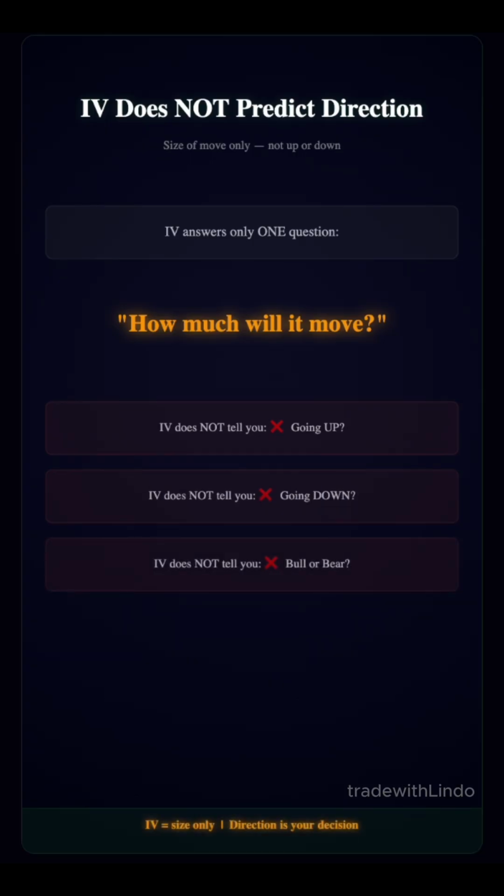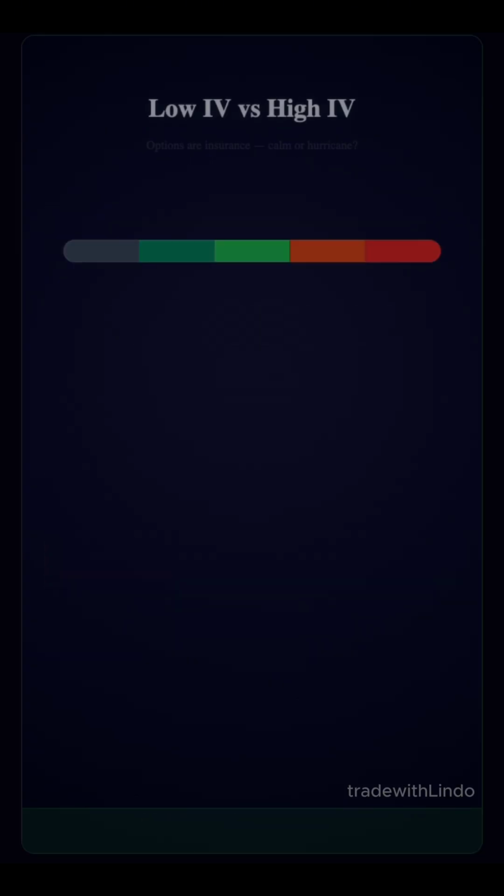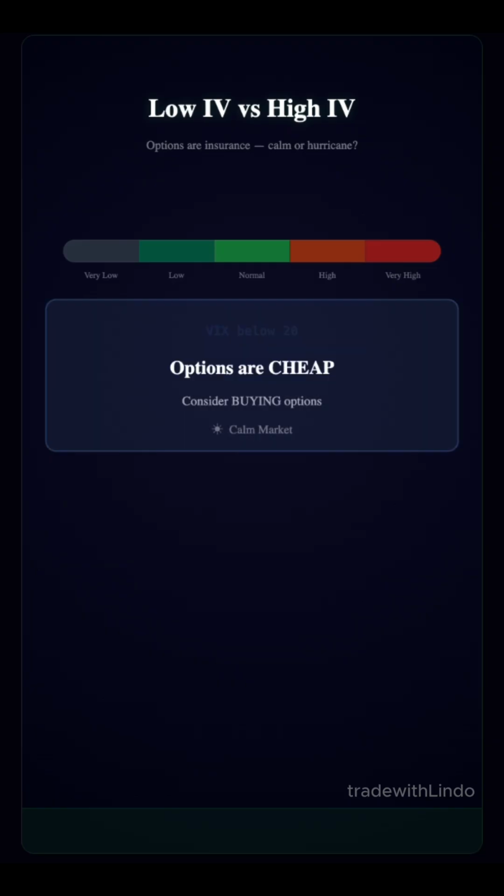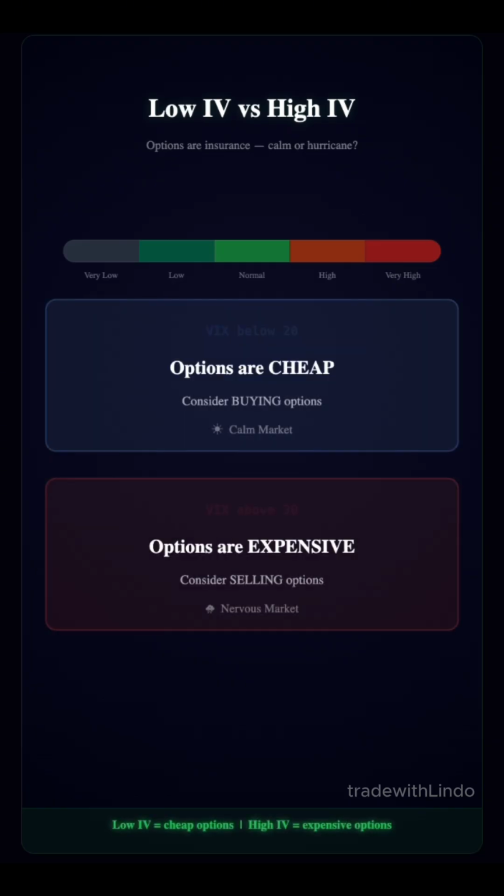Think of options like insurance. When you insure a house in a calm neighborhood, the premium is cheap. When you insure a house in a hurricane zone, the premium is very expensive. Low IV is the calm neighborhood. Options are cheap. High IV is hurricane season. Options are expensive. The VIX shows the overall market version of this. Below 20, calm. Above 30, storm warning.